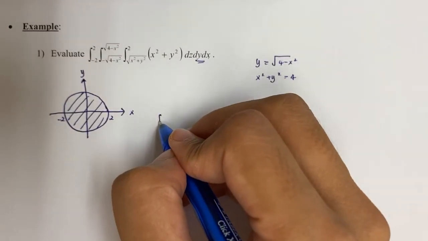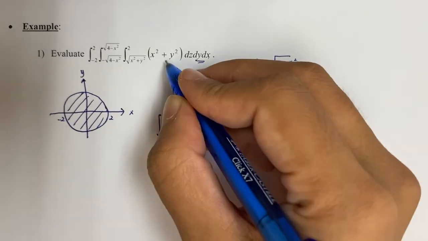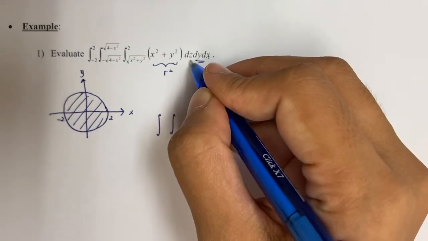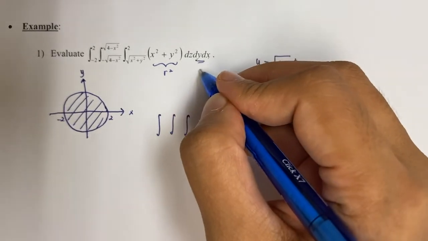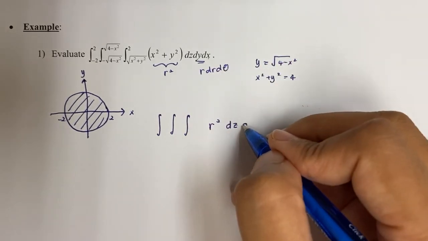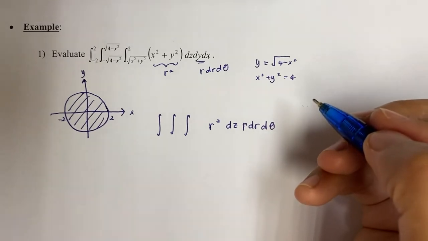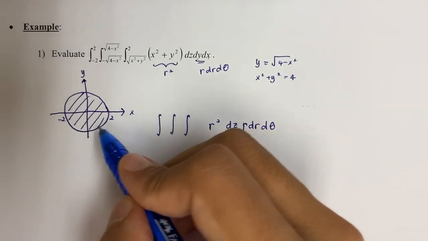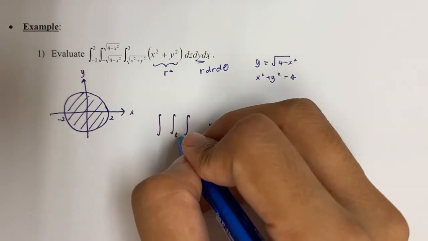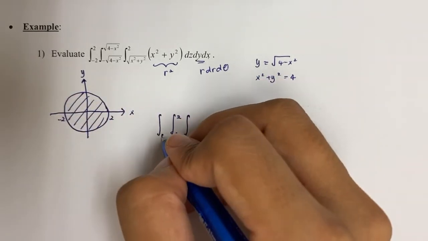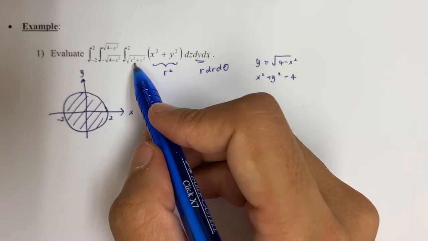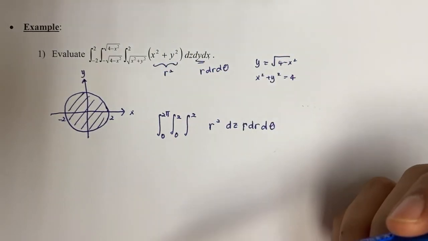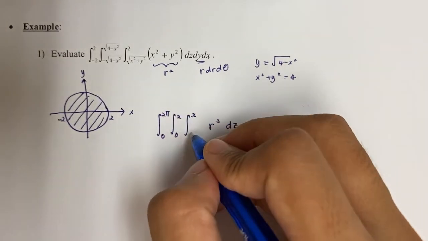Convert this triple integral: x squared plus y squared, you know the substitution, is r squared. So you have r squared, dz will remain dz, and dy dx is equal to r dr d theta. Then find the limits for r and theta. The r limit is from 0 to 2, and the theta limit, the full circle, is from 0 to 2 pi. For z, you have 2 as the upper limit, and for the lower limit, square root of x squared plus y squared is equal to square root of r squared, which is r.